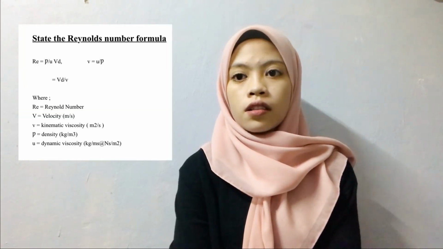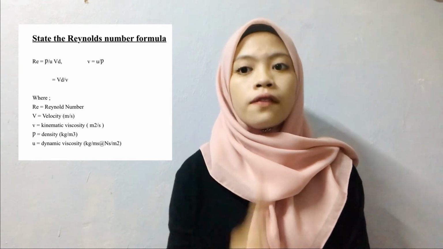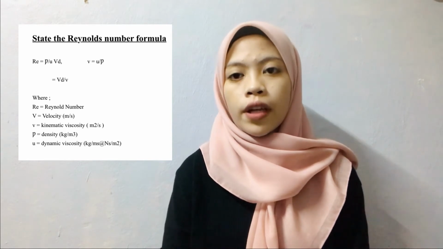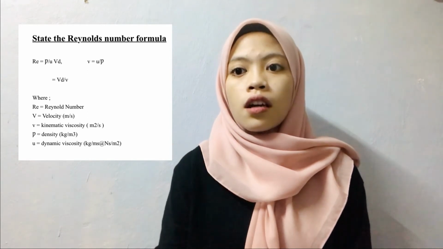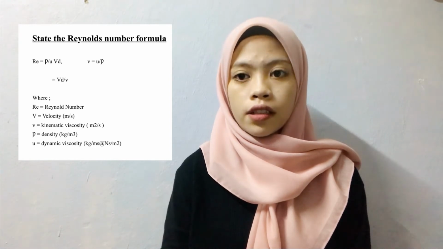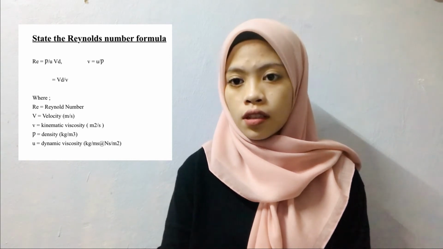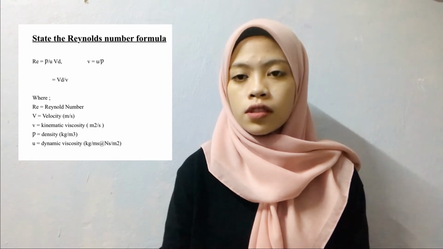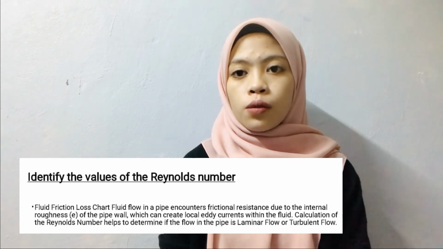Next, state the Reynolds number formula. How to get Reynolds number? There are two ways. First, Reynolds number is equal to density divided by dynamic viscosity times velocity and diameter. Second, Reynolds number also equals velocity times diameter divided by kinematic viscosity. Next, how to get kinematic viscosity? Kinematic viscosity equals dynamic viscosity divided by density. Next, identify the value of the Reynolds number.